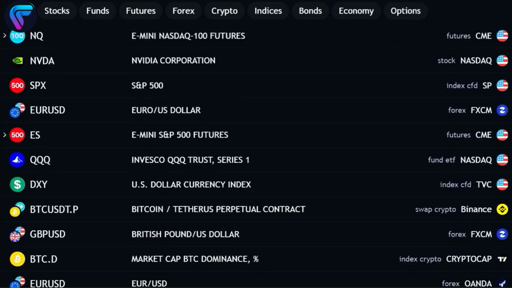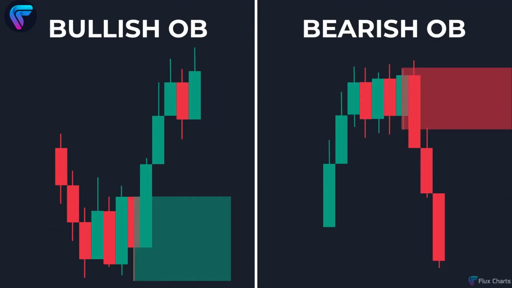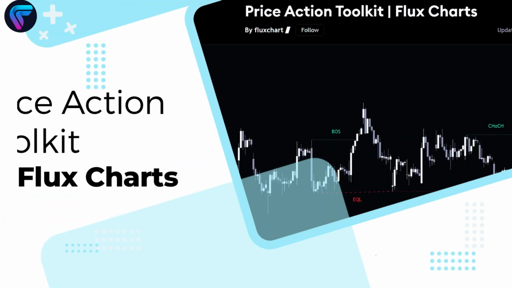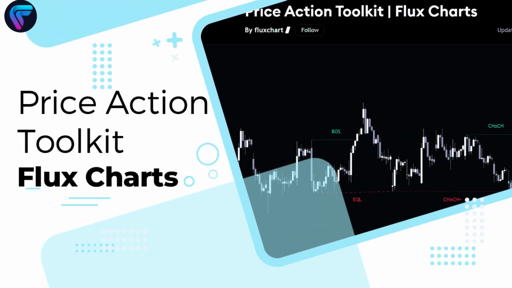Want to see how it pinpoints fair value gaps, order blocks, and even liquidity graphs? This is Price Action Toolkit by Flux Charts. I'll cover the indicator features and what they do.